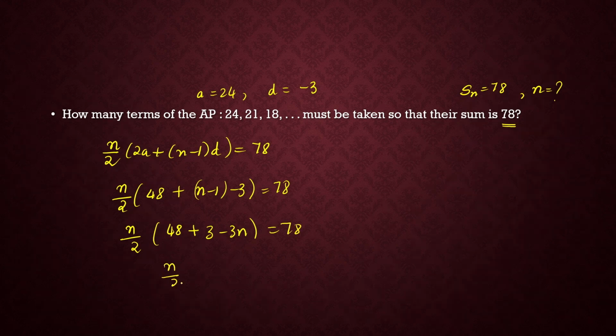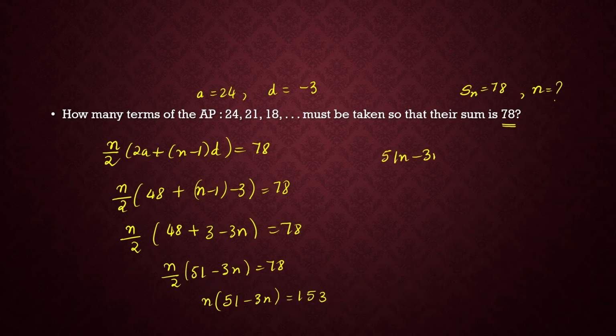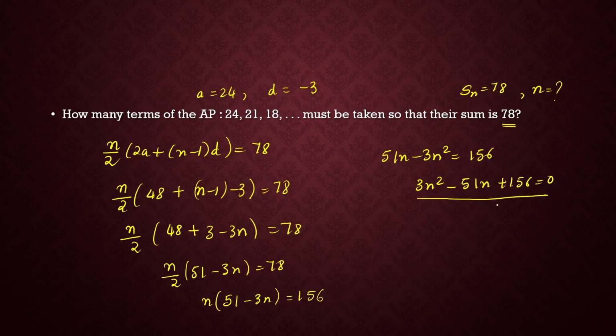So n by 2 into 51 minus 3n is equal to 78. If I take 2 to the other side, it becomes 78 into 2, which is 156. So this becomes 51n minus 3n square is equal to 156. So this becomes 3n square minus 51n plus 156 is equal to 0. Hope you know how to solve the quadratic equation. We have already started this in class 9. So let's first simplify this. For that, I'll be dividing this whole equation by 3.